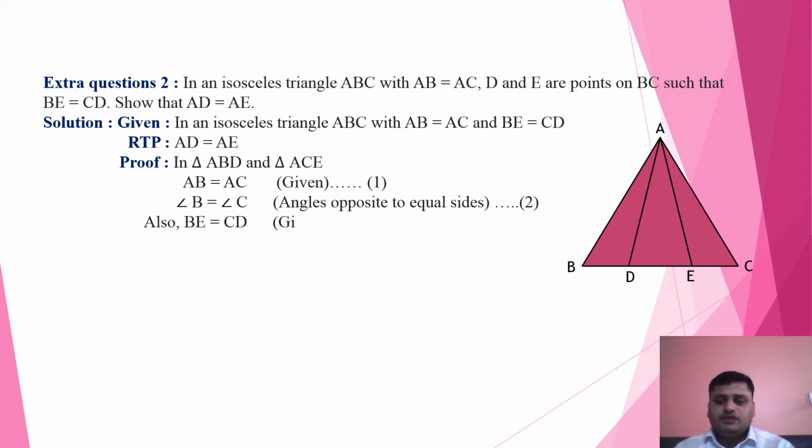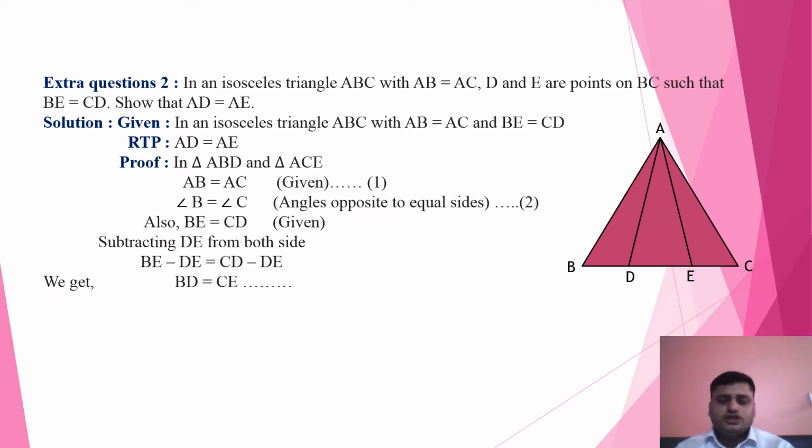Also it is given that BE is equal to CD. This is given in the question, you all can see. So what we will do, we will simply subtract DE, which is the common part in BE as well as CD, from both the sides. So subtract DE from both the sides. We get BE minus DE is equal to CD minus DE. After that what we will get? We will get BD is equal to CE, and assume this one as equation number 3.